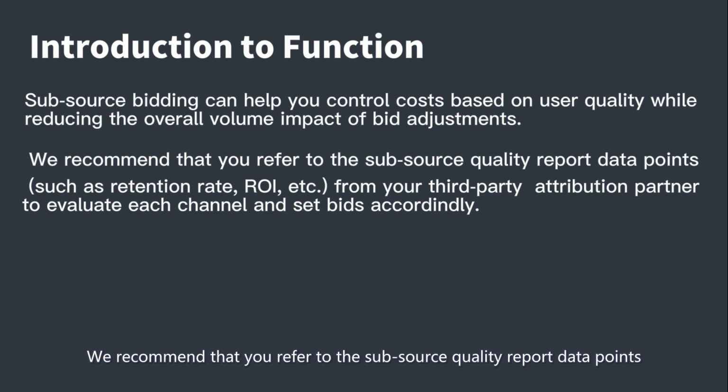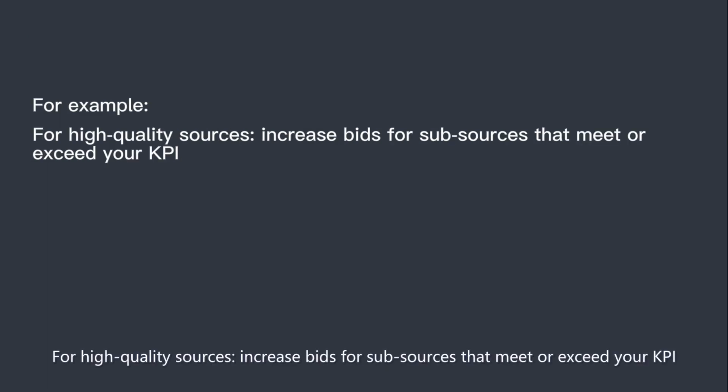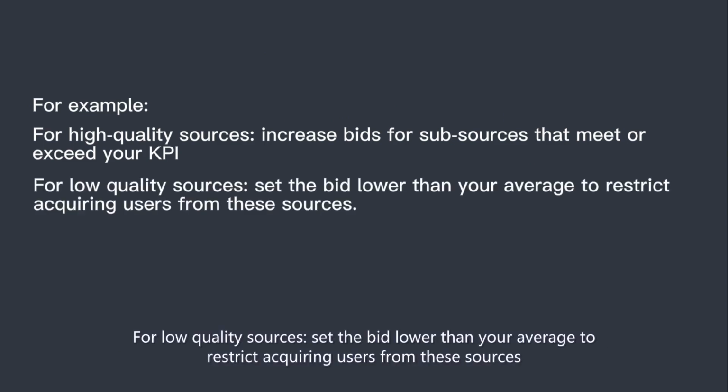We recommend that you refer to the subsource quality report data points such as retention rate, ROI, etc. from your third-party attribution partner to evaluate each channel and set bids accordingly. For example, for high-quality sources, increase bids for subsources that meet or exceed your KPI. For low-quality sources, set the bid lower than your average to restrict acquiring users from these sources.